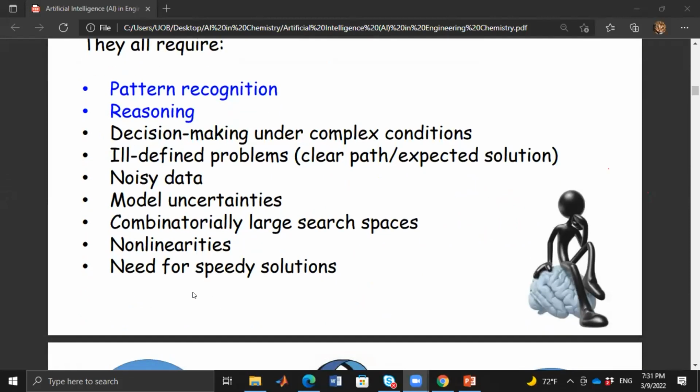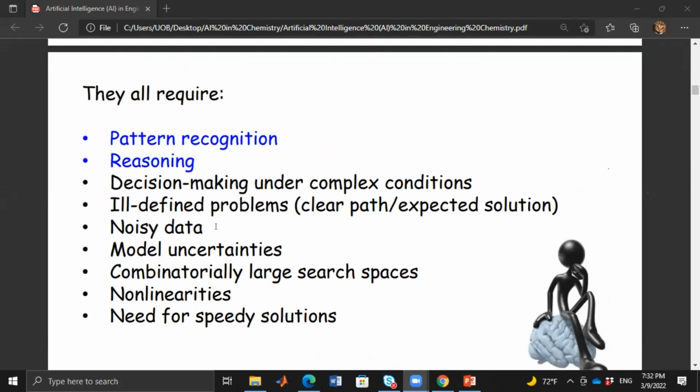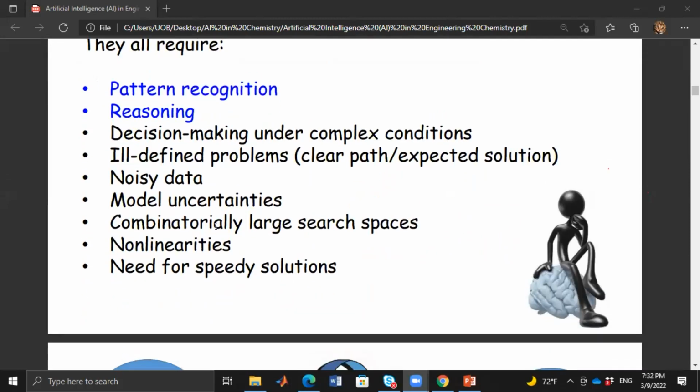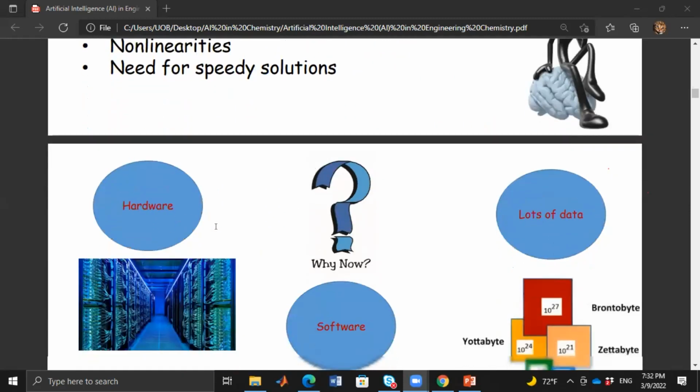Now actually, if you are a chemical engineer, you will see that most of our problems in design, scheduling, and modeling basically combine all these facts. That is why chemical engineering and chemistry are a special environment for AI applications.